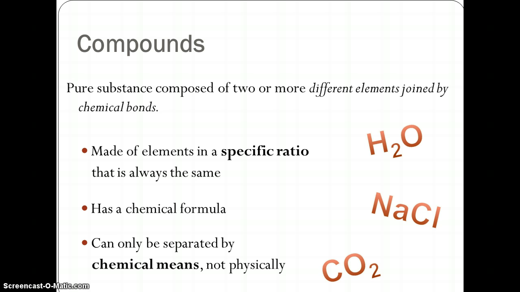If we look over here, compounds are made of elements in a specific ratio that's always the same. What we mean by that is that over here there are always two H's and always one O. That's defined or specific. It's never going to change for water. Then it has a chemical formula. These three things right here, these are chemical formulas.